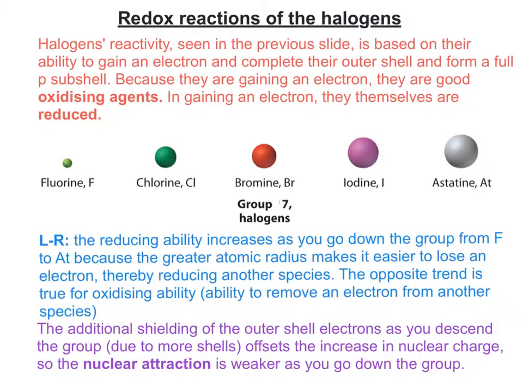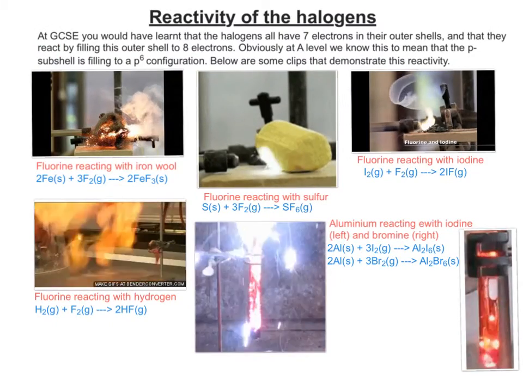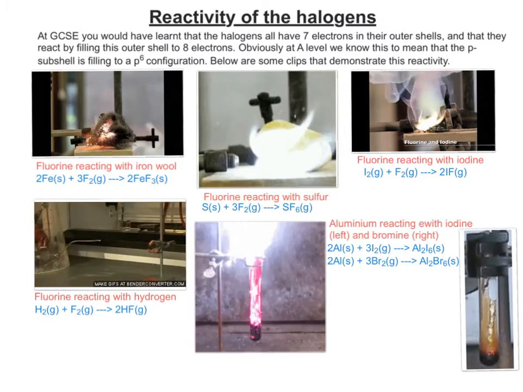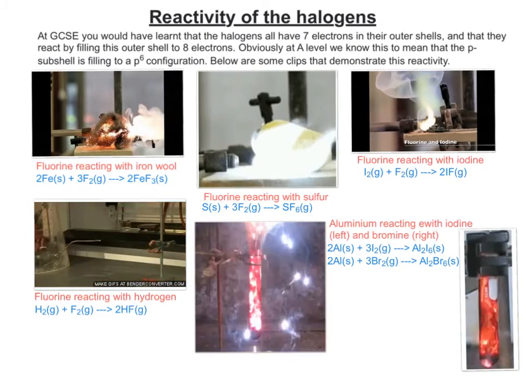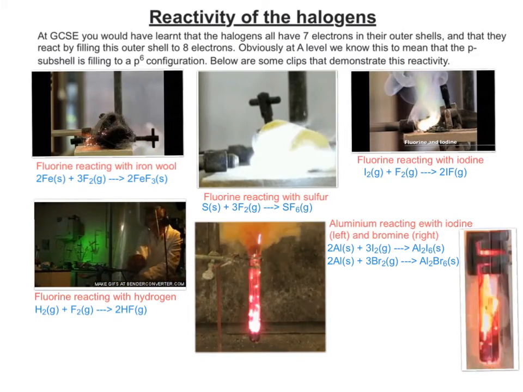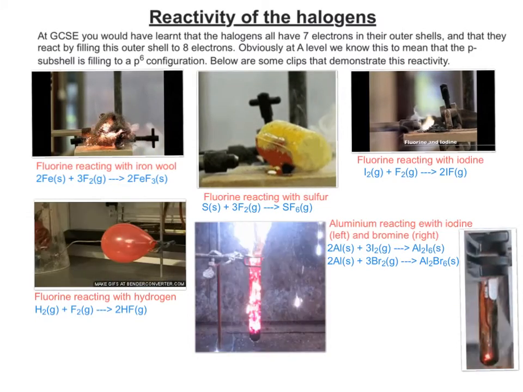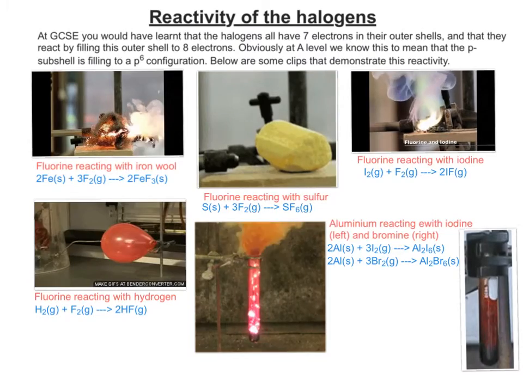Okay, so let's look at some examples of redox reactions of the halogens. Here's a selection of clips that just show how reactive the halogens are. Fluorine in particular pretty much reacts with everything else because it's able to remove an electron from virtually every other element on the periodic table, so it's the most powerful oxidizing agent, at least the most powerful elemental oxidizing agent that we know of.